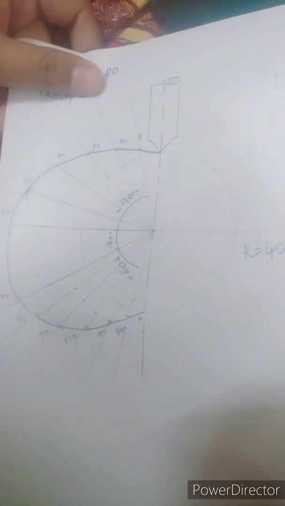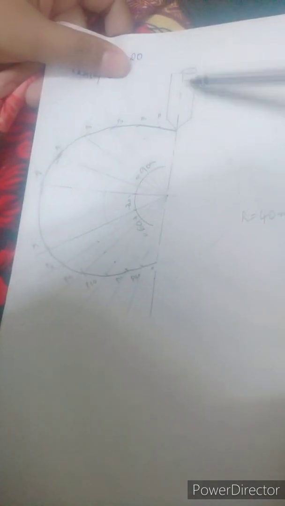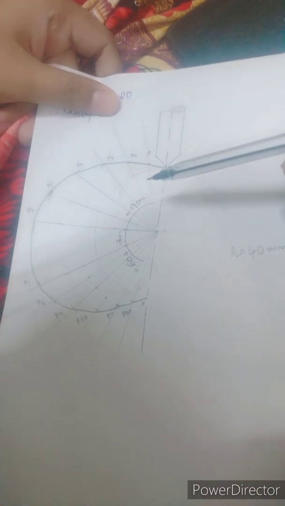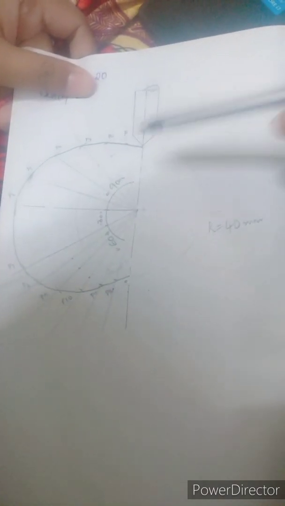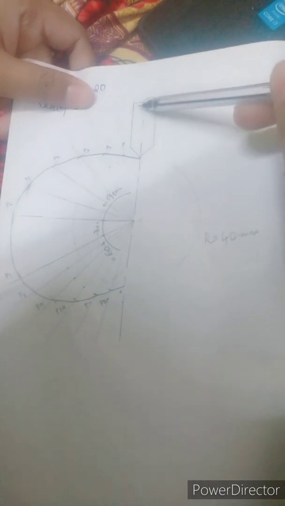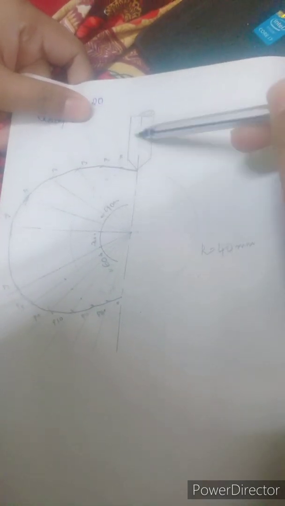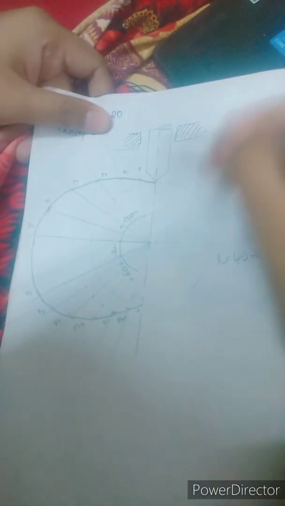Here is the diagram where you can see this is the follower and this is the cam profile, and here we are going to see the radial follower. A radial follower is nothing but it is on axis. As you can see, it is on axis. This is the slide, I forgot to draw this. So this is the radial follower.